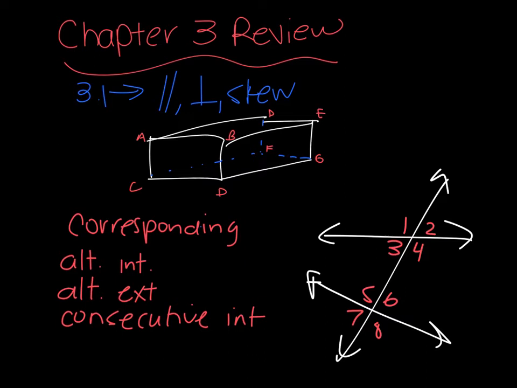So corresponding would be 1 and what? 1 and 5. 2 and 6. 3 and 7. 4 and 8. Okay, alternate interior. 3 and what? 6. Good. Alternate 4 and 5. Alternate exterior. 1 and 8. 2 and 7. Consecutive interior. 3 and 5. 4 and 6. Okay, so I could give you a pair, and you could literally just be telling me that they are this kind of angle.